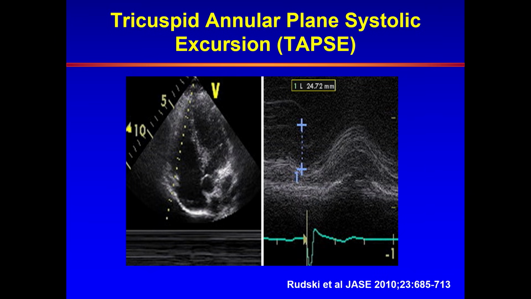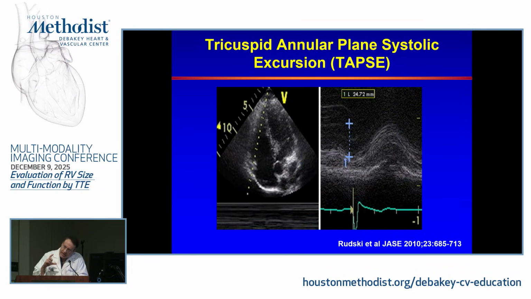TAPSE, tricuspid annular plane systolic excursion, is a measurement that has gained ground, I guess, in recent years as an index of RV systolic function. What it does is measure the vertical, or longitudinal, displacement of the tricuspid annular plane. The idea is if the ventricle has good function, it shortens, so the long axis gets shorter, and there will be a good degree of displacement. That's the simple thought behind it.